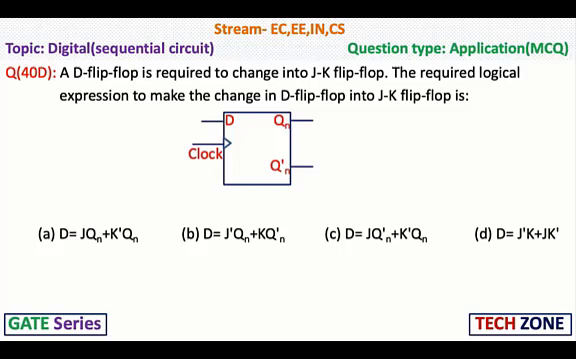Next, the question here is, a D flip-flop is required to change into a JK flip-flop. The required logical expression to make the change in D flip-flop into JK flip-flop is, so this is the D flip-flop given here. Option A, D is equal to J into Qn plus K bar into Qn. Option B, D is equal to J bar into Qn plus K into Qn bar. Option C, D is equal to J into Qn bar plus K bar into Qn. Option D, D is equal to J bar into K plus J into K bar.